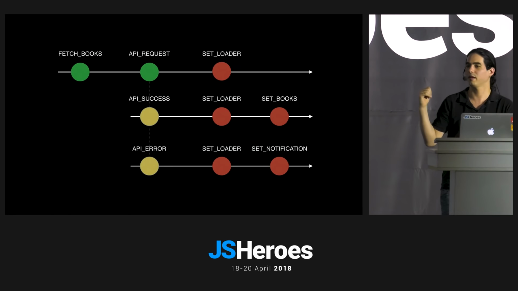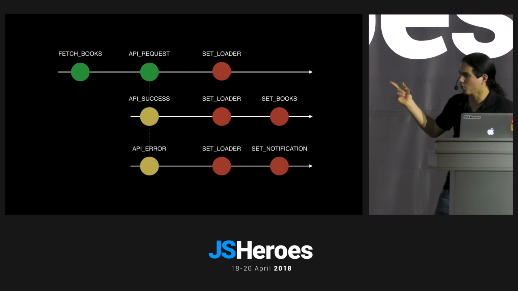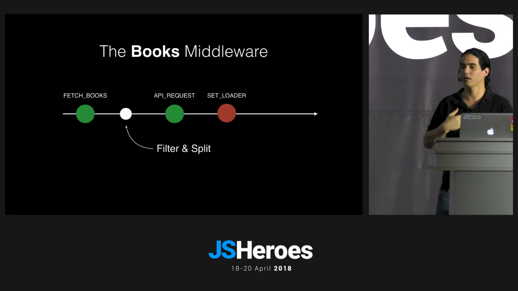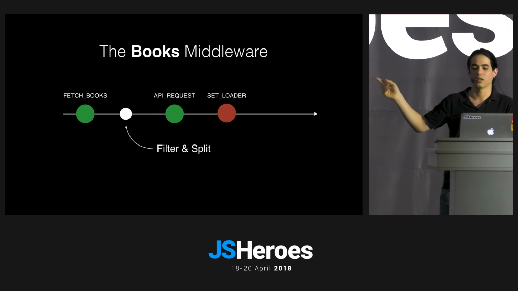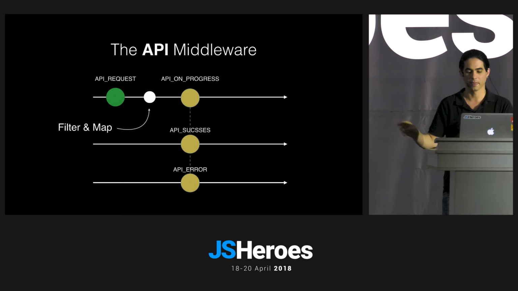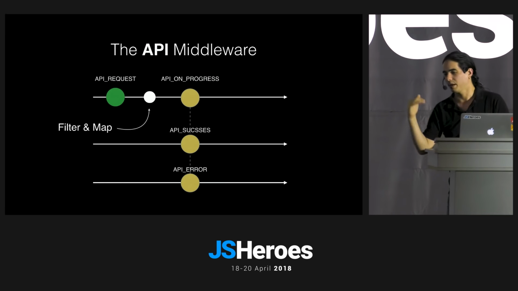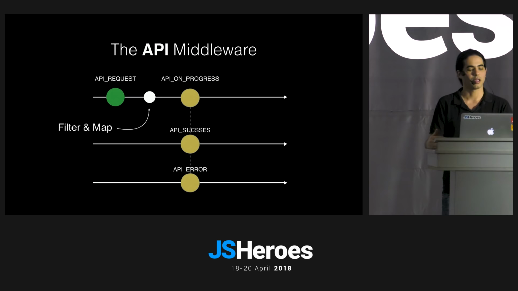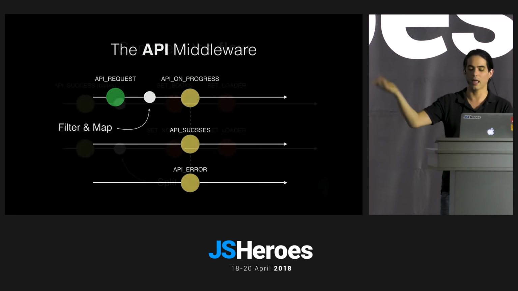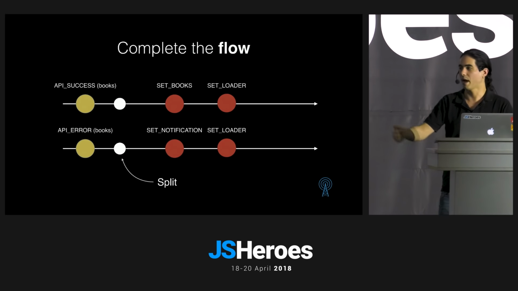So if I want to implement this, and now I've got this diagram, and I've got those terms, and I can identify my action, it's much easier for me to build my middleware. The first middleware I want to build is the books middleware, because I want to catch the fetch books, and I want to filter and split. The next middleware is the application level middleware, the API middleware. I want to catch, filter the initial action, the API request, and then dispatch two events, API success, API error, maybe API on progress.